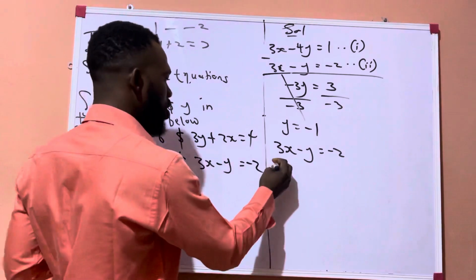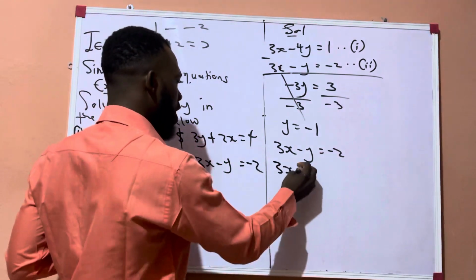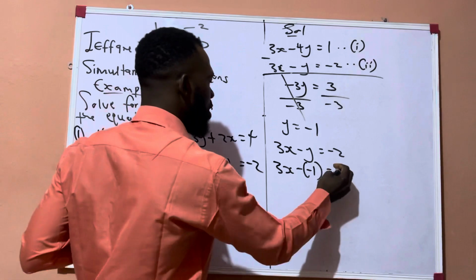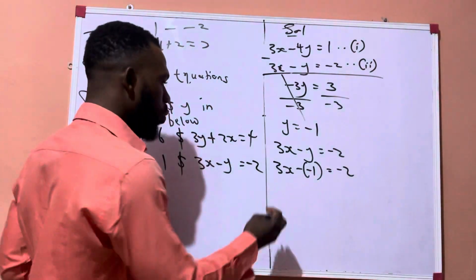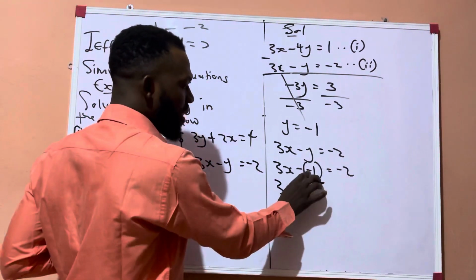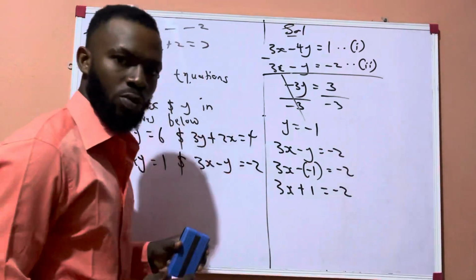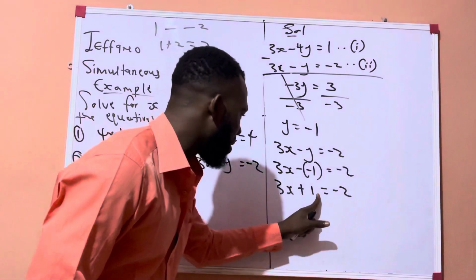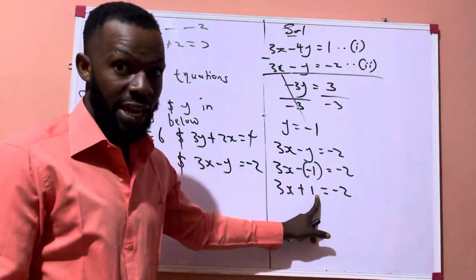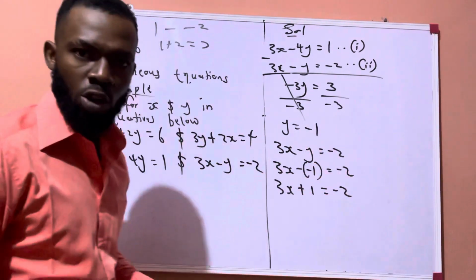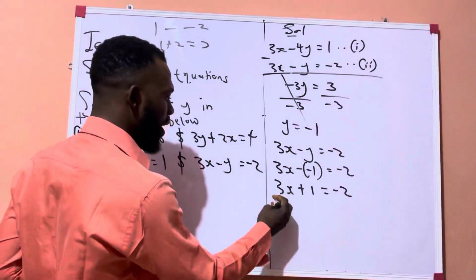So, what do we have? 3x minus into the bracket of minus 1 is equal to minus 2. So what do we have? 3x, minus times minus will give us plus 1, is equal to minus 2. Now, I cannot add 1 to 3x because 1 is not carrying x. Now, when plus 1 crosses, it becomes what? Minus 1.